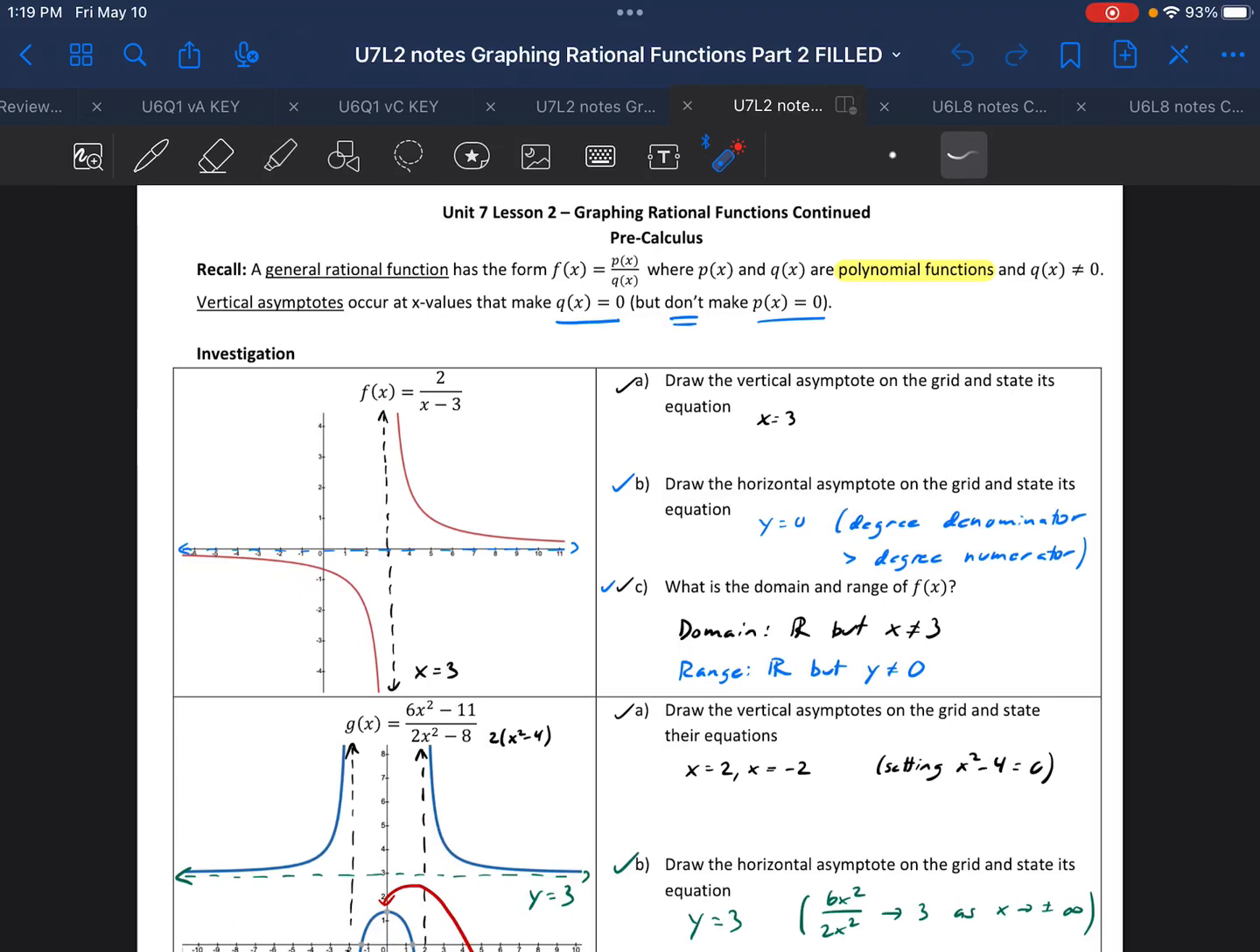Alright guys, welcome to another pre-calc video. This is unit 7, last unit of the year, lesson 2. We're continuing with rational functions. We're just going to look at different forms.